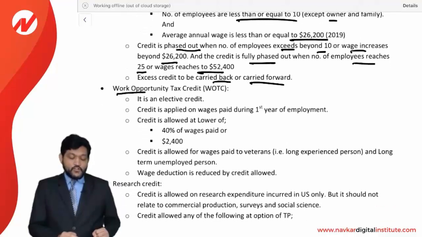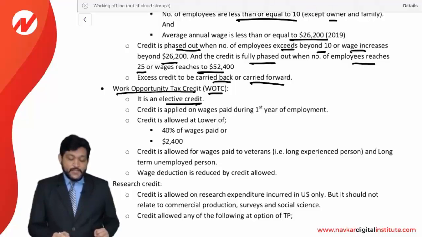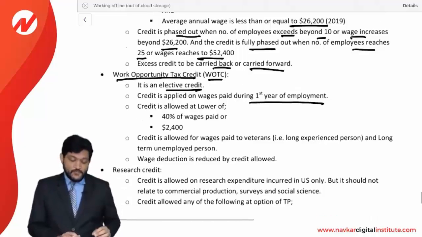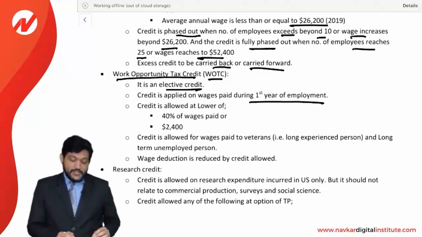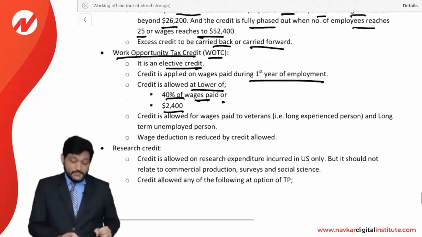Next, the work opportunity tax credit, which is called WOTC. It is an elective credit. First of all, if the taxpayer elects, then the credit will be allowed. Credit is applied on the wages paid during the first year of employment. Look at this, wages paid during the first year of employment, the credit is going to be allowed. Credit is allowed at the lower of 40% of wages paid or 2,400. That is going to be the credit.